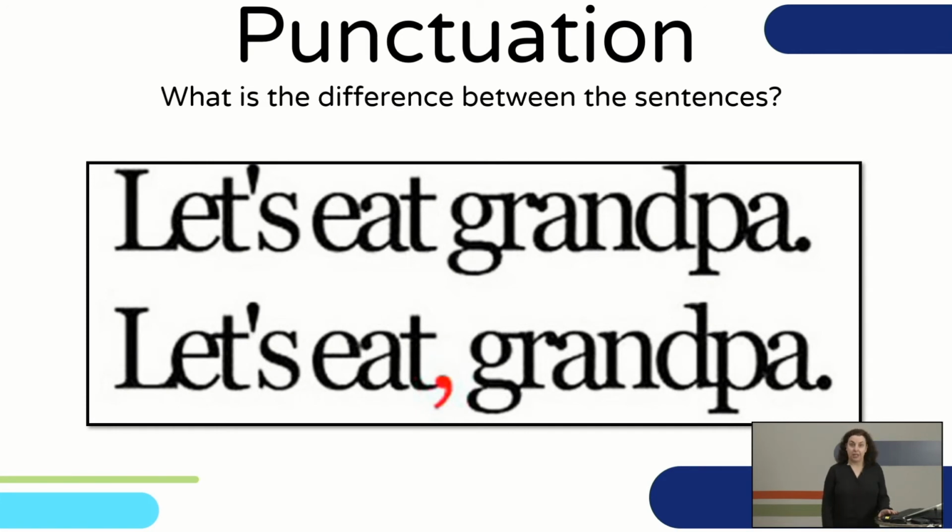Let's eat grandpa means, come on everyone, let's go eat grandpa for dinner. No, we don't want to do that. The second sentence is, let's eat, grandpa, come grandpa, let's eat dinner together with us. Come eat dinner with us. Punctuation is very important. We don't want to eat grandpa, right? We must put a comma in there.